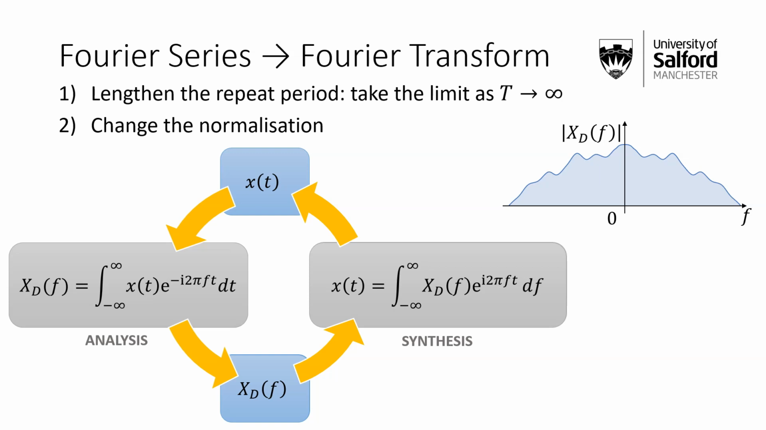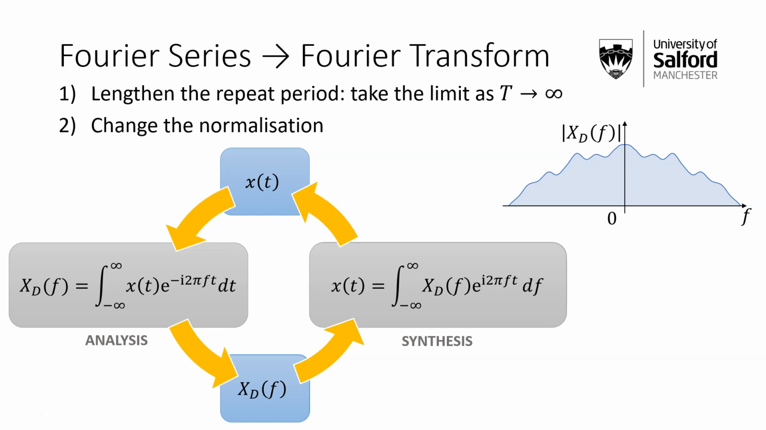We got there via a couple of steps, but really all we did was change the repeat period to take the limit as t went to infinity, and change the normalization. So there's a few little sleights of hand, turning a summation into an integral, and you have to get things in the right place first, but essentially it just follows from taking the limit as t goes to infinity and changing the normalization.